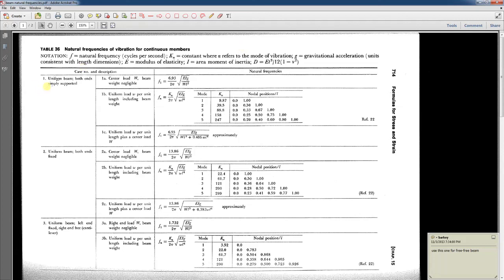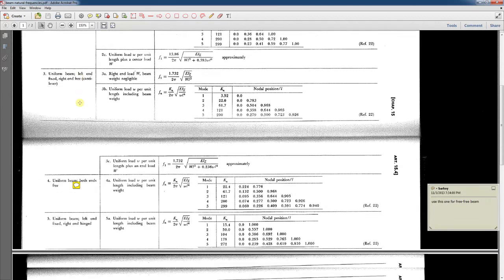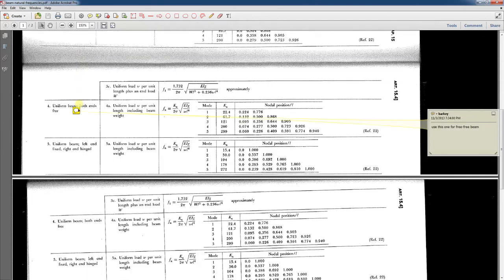They have different cases. Uniform beam with both ends simply supported. What we're going to do is just use a free beam for our analysis. So that's going to be this one. I have it annotated here. This is case 4A, and it says a uniform load W per unit length, including the beam weight. So we're going to talk about this in a little bit more detail. But the equation I'm going to write down is this one. Fn is equal to Kn over 2 pi times the square root of EIG over WL to the fourth.